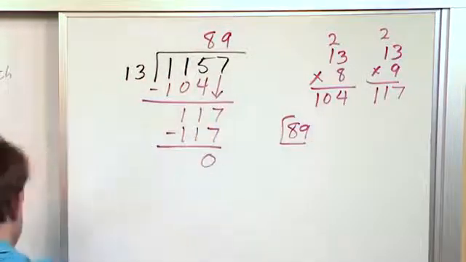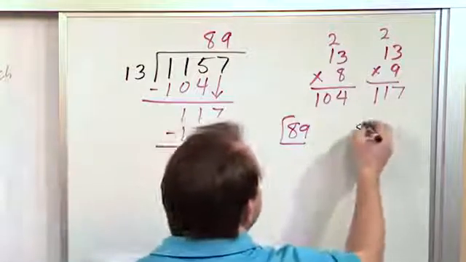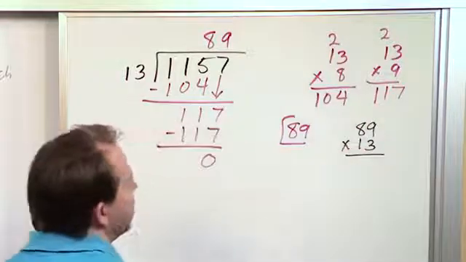And if you want to check that, it's always good to check. You can take 89 and multiply by 13. There's 89 burgers times $13. Let's just check it real quick.